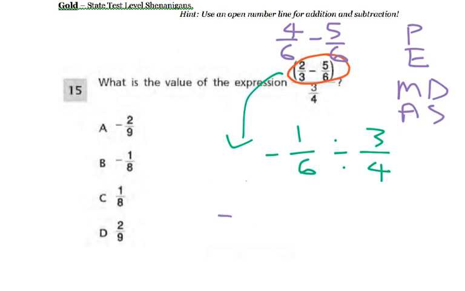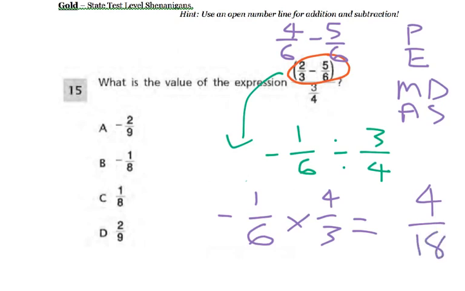Channel my inner vicuña. I'm going to do -1/6 times the inverse of 3/4, which is 4/3. Let's see. I got 1 times 4 is 4. 6 times 3 is 18. Guaranteed about 30 of you forgot the negative sign, and that's okay, but understand why. The first fraction is negative, the second fraction is positive. Those are different signs, so this is going to be negative.